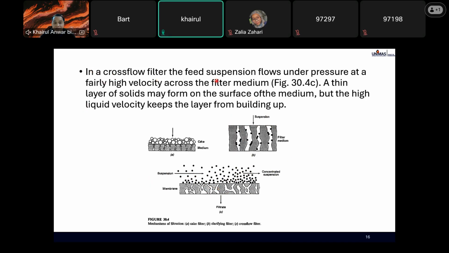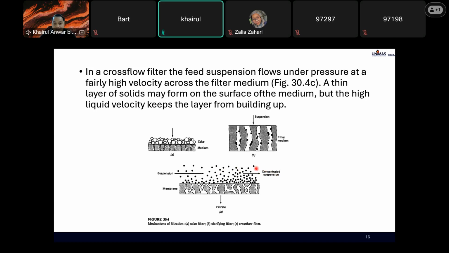So in a cross flow filter, the feed flows at a fairly high velocity. Here is a high velocity to create the pressure difference for the liquid from this feed area to pass through. What passes through, we call permeate or filtrate. Those that cannot pass through, we call retentate.